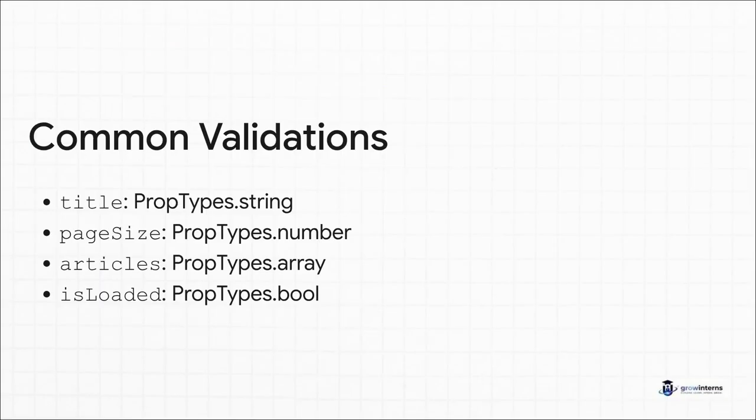So the crucial point is how wonderfully specific you can get with these validations. Looking at our NewsMonkey app example again, you'd set the title to a string type. The page size that determines how many articles load, that definitely needs to be a number type. The list of articles itself is an array, and your loading state is a Boolean. By defining all of these, you're basically writing an ironclad contract for your component.